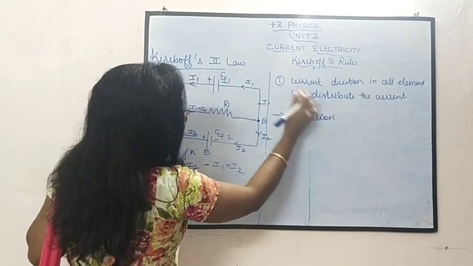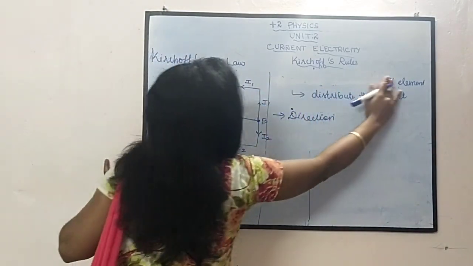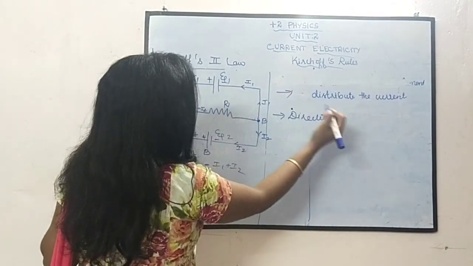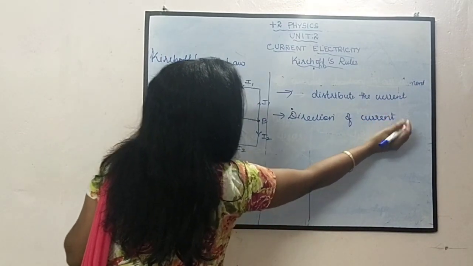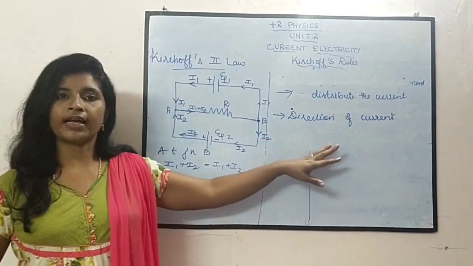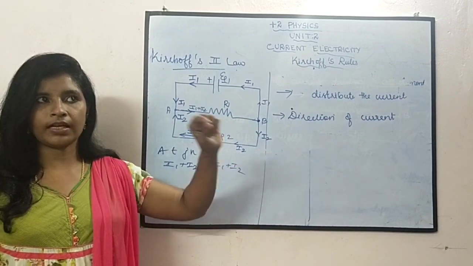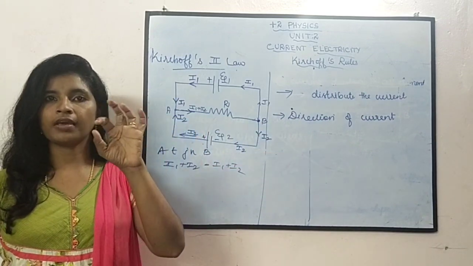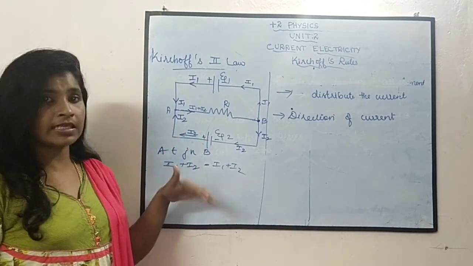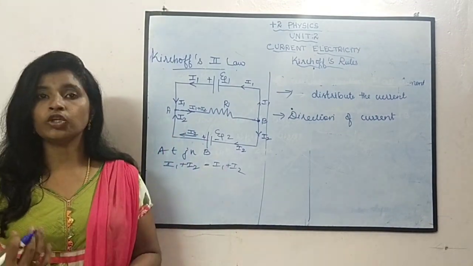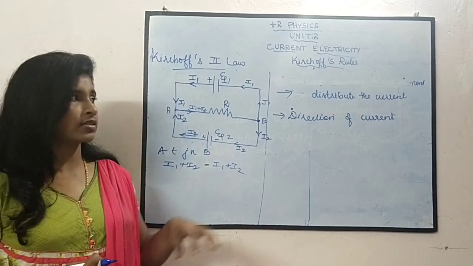Okay, first to distribute the current. We can take this as the first step: distribute the current and assume the direction of current. To find out the direction of current, there are some key things, like tricks. You have to follow that key so that it will be easier for you to do all the numericals. So try to follow this trick.